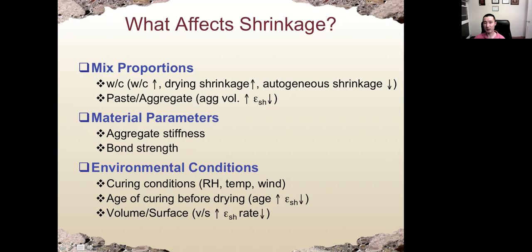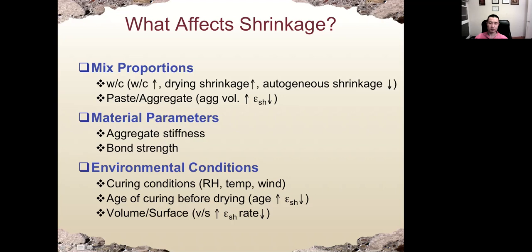Remember, only cement paste will shrink. So if you increase the volume of aggregate, shrinkage, including dry shrinkage and autogeneous shrinkage, will be reduced. If we increase the stiffness of aggregate, remember, aggregate will not shrink. So higher stiffness of aggregate will try to restrain the shrinkage of cement paste. So the shrinkage will be smaller. The bond strength between the cement paste and aggregate is also important. The stronger the bond, the higher the restraining effect of aggregate, so the shrinkage will be lower.